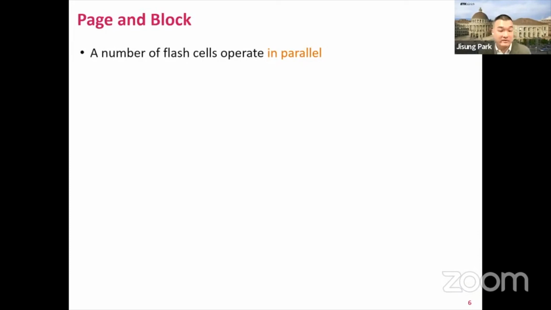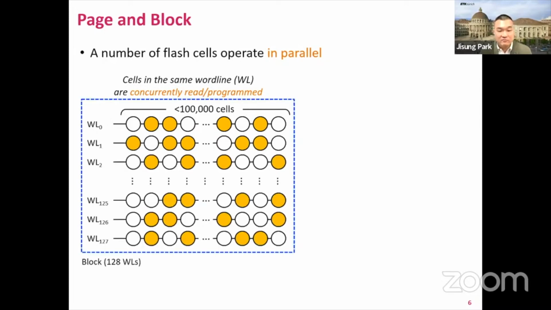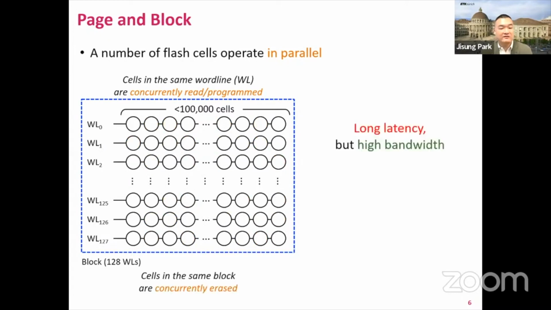A core operating principle of NAND flash memory is that a large number of flash cells operate in parallel. So a single word line controls more than 100,000 flash cells, meaning such a large number of cells in the same word line are read and programmed at the same time. And hundreds of word lines comprise a NAND flash block, and all the cells in the same block are concurrently erased.